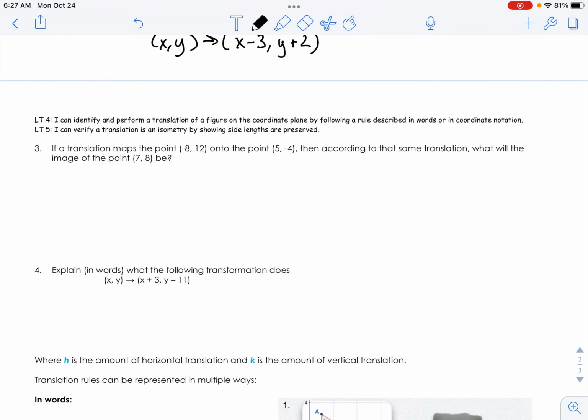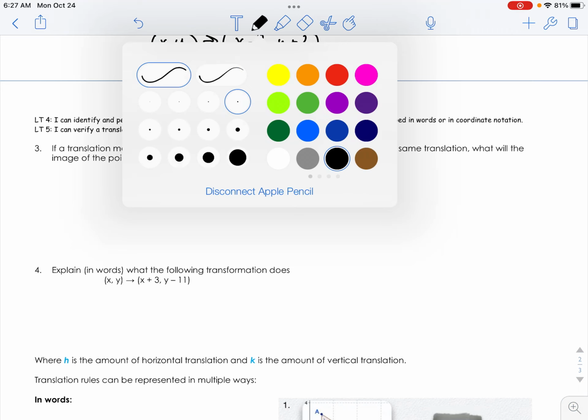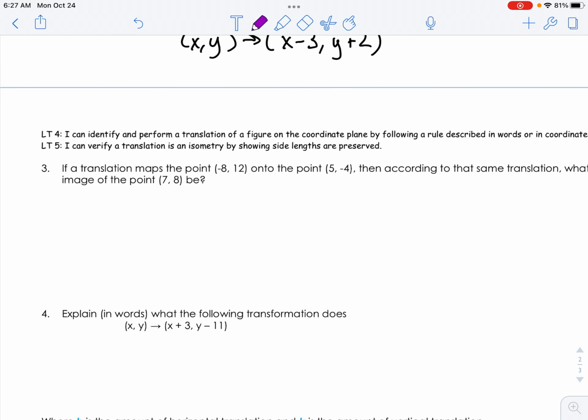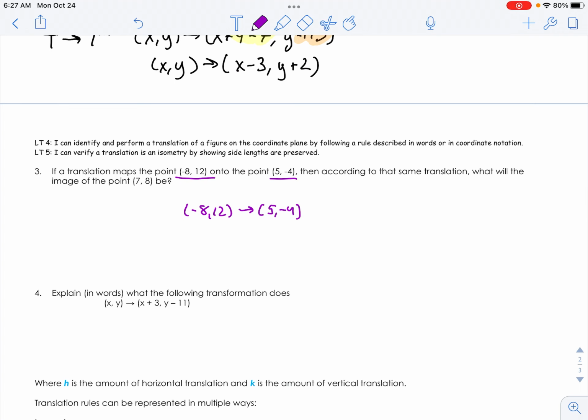Okay, just getting after it still some more. All right, so we have this point, negative 8, 12, onto 5, negative 4. So I'm just going to say negative 8, 12 is going to 5, negative 4. All right, so according to that same translation, what would 7, 8 be? All right, so we're just going to write 7, 8 down here because we got some thinking to do.